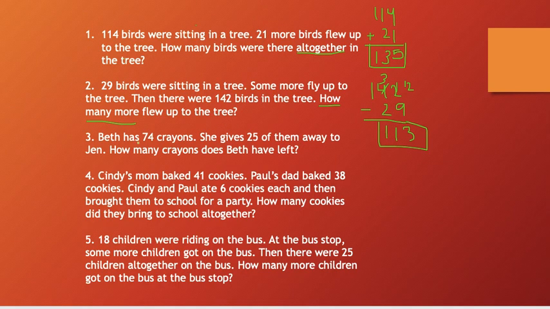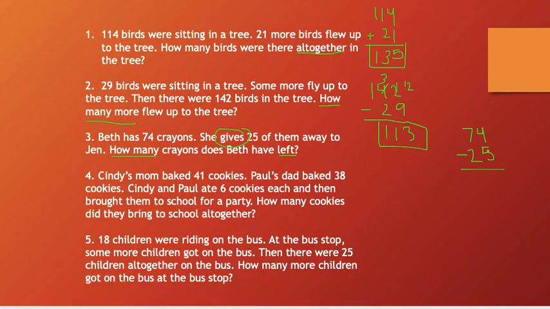All right, the next one says, Beth has 74 crayons. She gives 25 away to Jen. How many crayons does she have left? We have left and gives. So that's another subtraction problem. So we're subtracting our two numbers, 74 and 25. I'm just going to do that over here. So we have 74 minus 25.